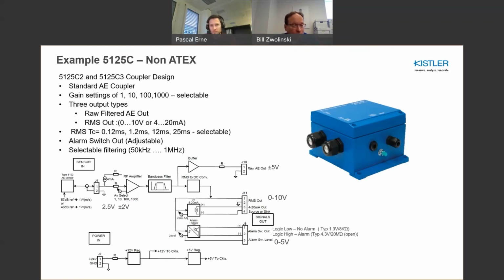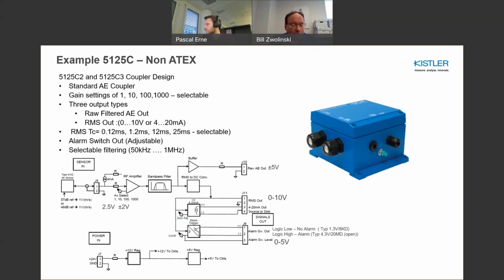The power supply coupler, at least what we've used for these applications, really has a lot of flexibility in terms of setting the gains. You can have different gains from 1 to 1,000. Obviously, setting higher gains amplifies both signal and noise, so you always want to be mindful of that. Certainly, the RMS time constant is also important. I'll show you some examples of how to judge what time constant to use on the RMS. RMS is basically going to give you the envelope of this high frequency signal. And then you have either RMS output voltage or current, and you also have a raw AE output.